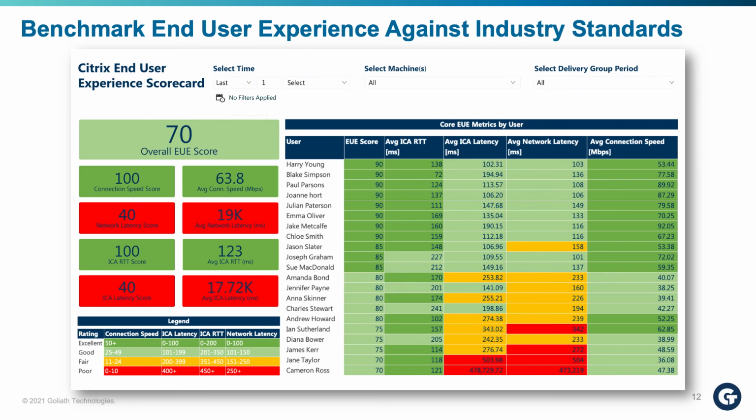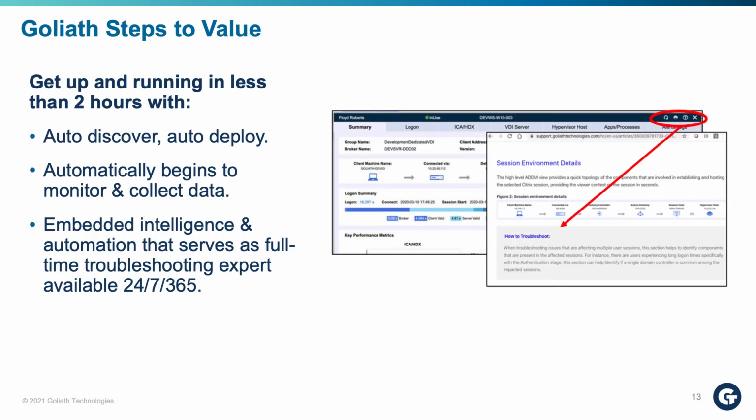The other question I kind of wanted to proactively respond to, if we go to the next screen, is, well, how hard is this to get up and running? If you are having issues with Teams, one of the values of Goliath is you can get up and running within less than 2 hours. That's because of the embedded intelligence and automation we offer. So we're going to auto-discover your entire environment. We're going to automatically deploy.